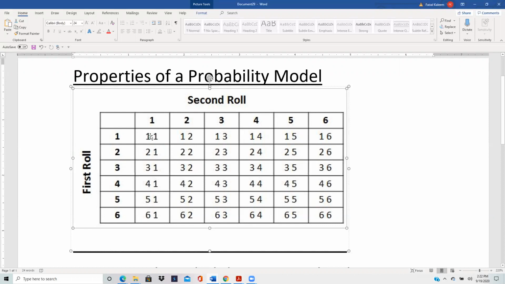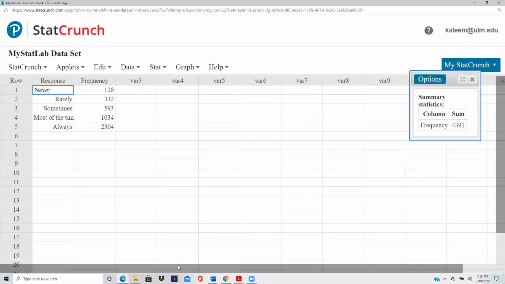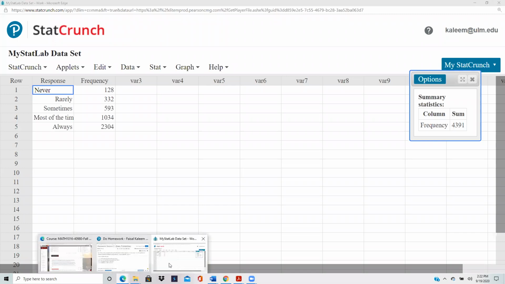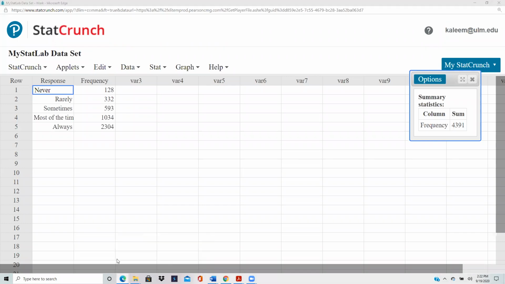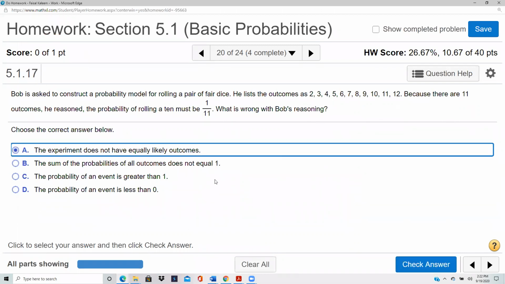So a sum of 10 is more likely to appear than a sum of 2, for example. And the same goes for different sums here. So it is not the case that all sums are equally likely. Therefore, you can't do that kind of thing which he did, where he said these are 11 outcomes, and you do 1 out of 11. So the experiment does not have equally likely outcomes. That's what's wrong with his reasoning.